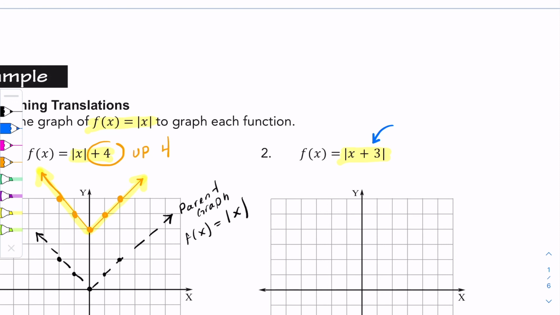Because it's the absolute value of x plus 3, I need to rewrite this in the standard form with a subtraction sign, which indicates that it's actually -3. That tells us that I am moving to the left 3 units. All right, if I'm moving to the left 3 units, I need to make sure I have my parent function points where I can clearly see that I need to slide all of those points left 3 units.